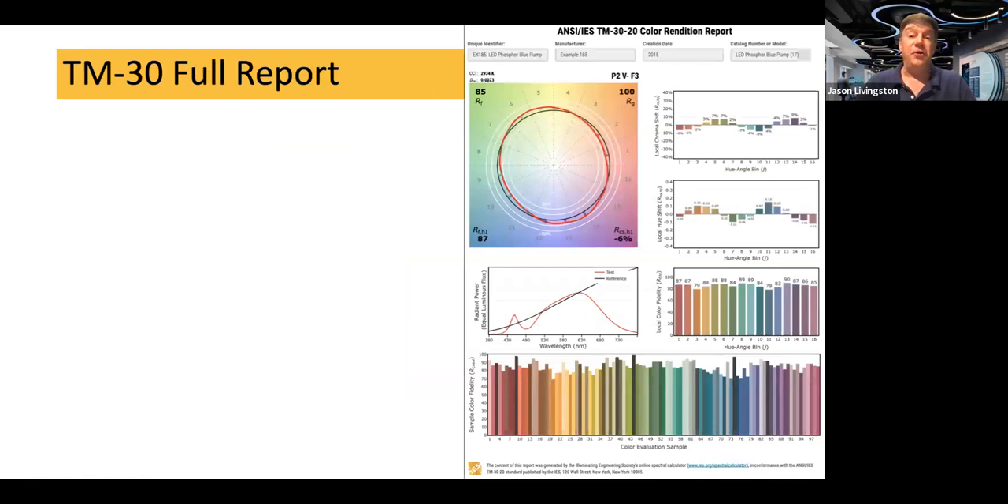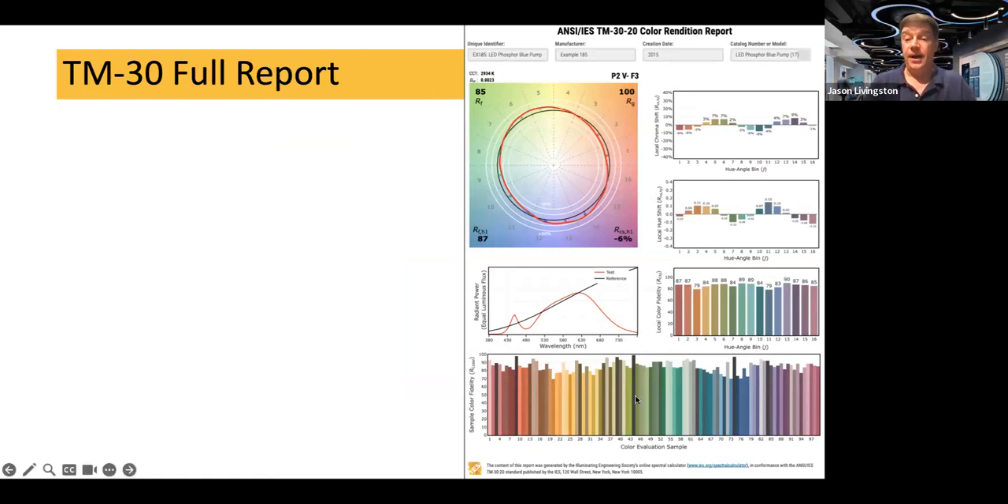Here is the full report. So this is conceived of as being a full page that would be included in the cut sheet or maybe posted online as a separate document. And you can see that it's also giving us the SPD of the light source and of the reference. It's giving us the local fidelity shift for the 16 hue bins. And TM30 uses 99 color samples in its evaluation.